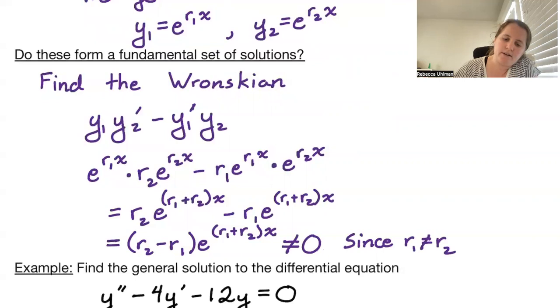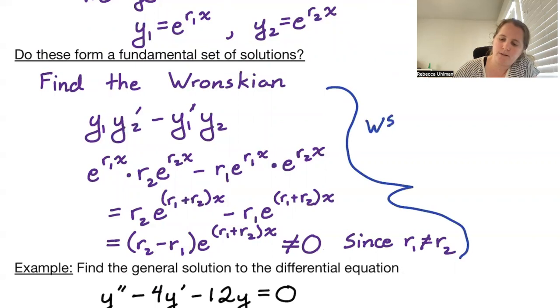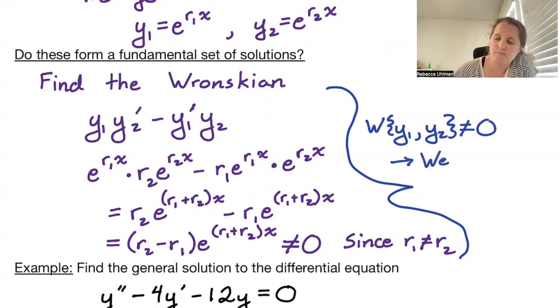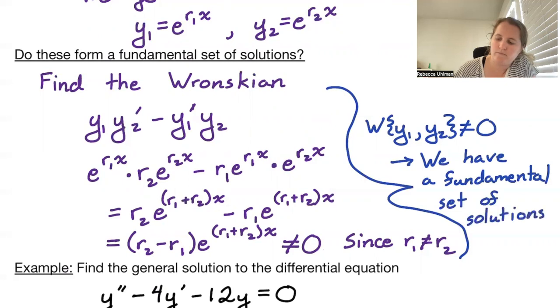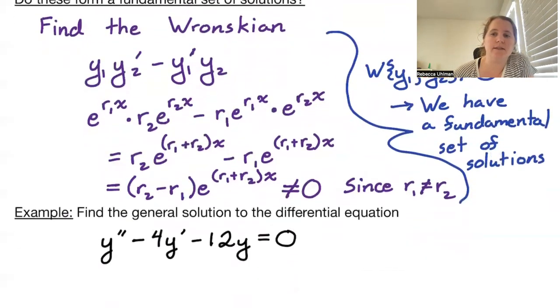So what this tells us then is, since the Wronskian of y1 and y2 is not equal to 0, we have a fundamental set of solutions. So if we have distinct real roots, we automatically get a fundamental set of solutions, which means all of our solutions are just linear combinations of these.